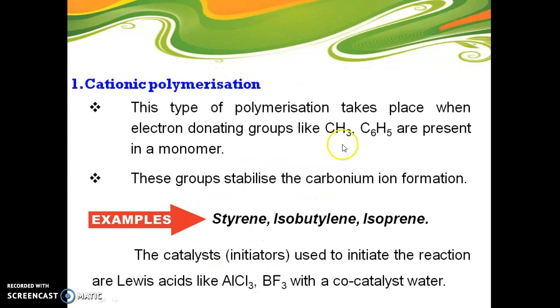Cationic polymerization takes place when electron donating groups like CH3 and C6H5 are present in the monomer. These groups stabilize the carbonium ion formation. Examples are the polymerization of styrene, isobutylene and isoprene. Here the catalysts used for the initiation reactions are Lewis acids like AlCl3 and BF3.